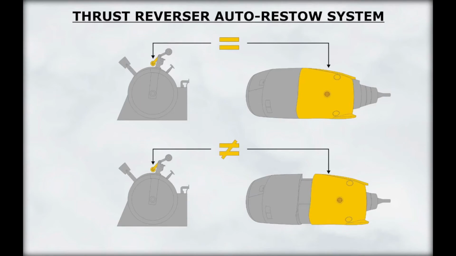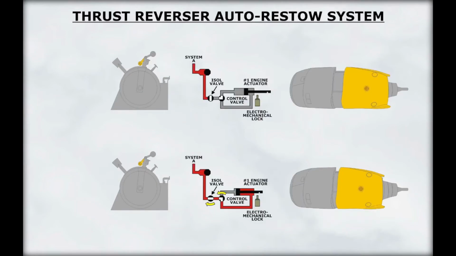The thrust reverser system incorporates a safety feature called the auto restow system. This system compares the position of the reverser sleeve with the position of the thrust reverser lever. In the event there is a disagreement between the two, the auto restow system will open the isolation valve and command the selector valve to direct hydraulic pressure to stow the sleeves. Hydraulic pressure is maintained in the stow configuration until the thrust reverser is commanded to deploy or the problem has been addressed by maintenance.